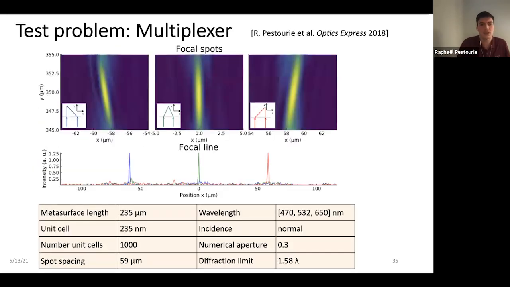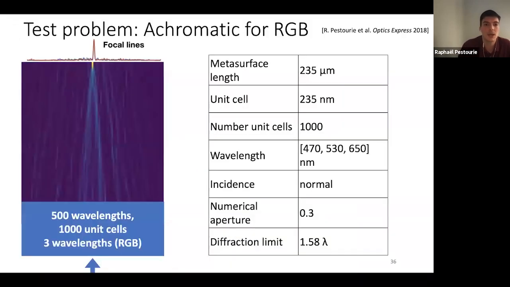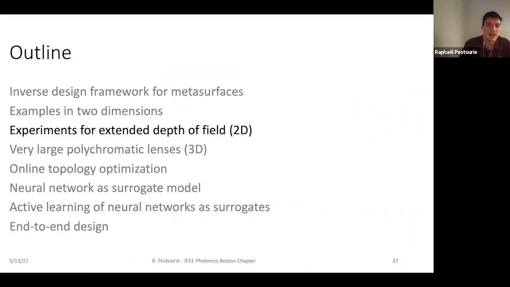So I want to show a couple of examples. Those are from the original paper in 2018. These are test problems, really in 2D. This one was sending different wavelengths to different spatial points. This one was an achromatic lens for red, green, and blue. And now since then we've done some experimental realization. So actually real devices that were measured and that worked.